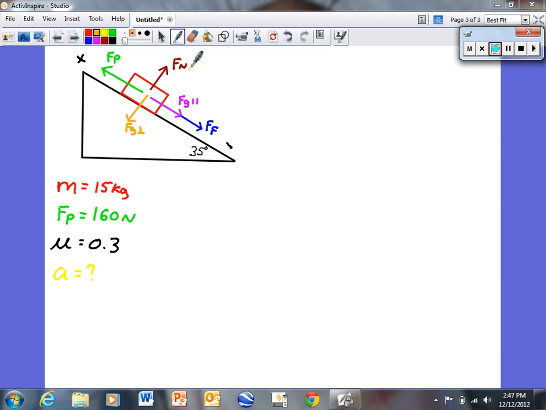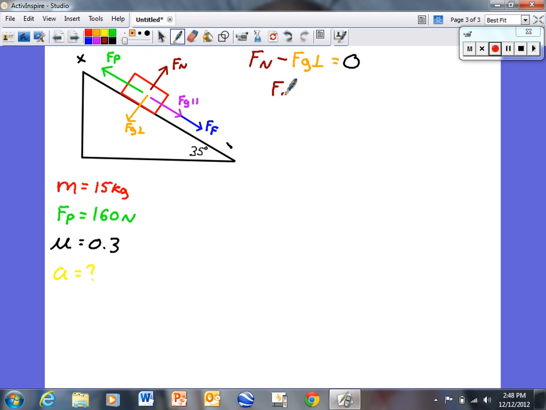Now we need to find the normal force in order to find the acceleration, because in order to solve for friction, we must have the normal force, because our equation for friction is the coefficient of friction times the normal force. So the first thing we're going to do is solve for the normal force by adding up our forces along the y-axis. In my positive y direction, I've got the normal force. In my negative y direction, I've got force of gravity perpendicular. Because there's no acceleration along the y-axis, it's all along the x-axis, I can say it equals 0, because ma is just 0, because there's no acceleration.